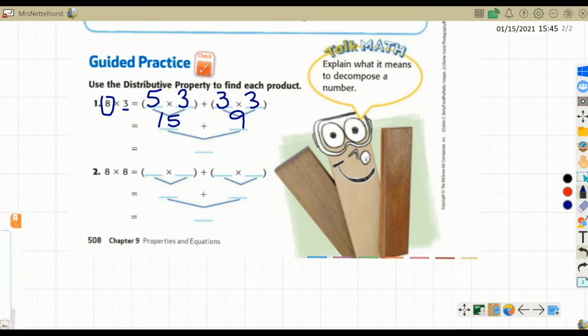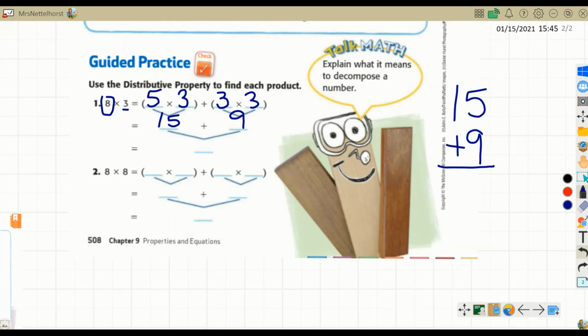Okay, so we are going to add 15 and 9, and I'm going to do it both ways. I like to do it twice because I make mistakes with numbers, so I like to do it twice just to make sure I'm right. So I'm going to do 15 plus 9 stacked together.